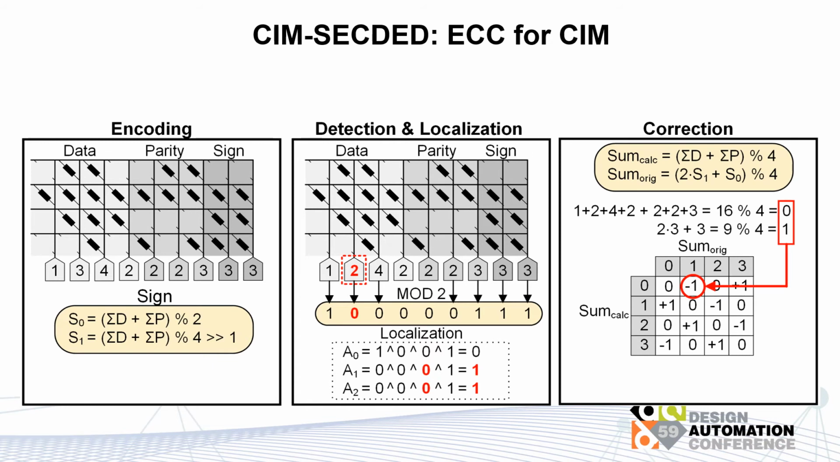This requires us to compute the sign of the error. To do this, we can compare our expected checksum versus the actual checksum. So if we do this math out, we'll get 0 for the actual checksum and 1 for the expected checksum. And so a 0 minus 1 implies a negative 1 error. So we would then go add 1 to the 3rd ADC to complete correction.